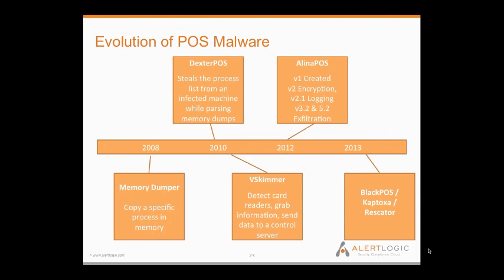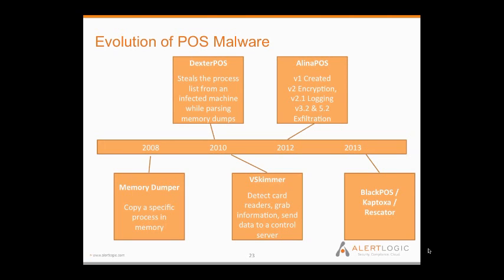And here's the evolution of POS malware. It's actually been around for quite a while. Back in 2008, Memory Dumper, a very basic memory scraper. It actually copied a specific process in memory. And Dexter POS is probably the one that more people have heard of if you've been watching POS malware.